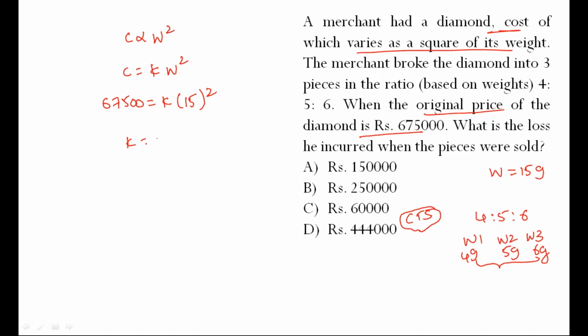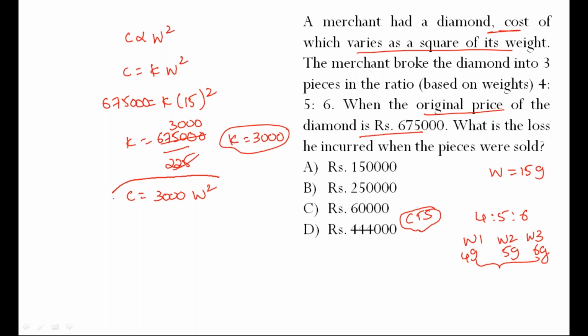Now, if you calculate the K value, 67,500 by 225, this is 300 now. Sorry, this is 6 lakhs, right? Now we'll get 3,000. The K value is 3,000. Fine. Now the cost is 3,000 into weight square.